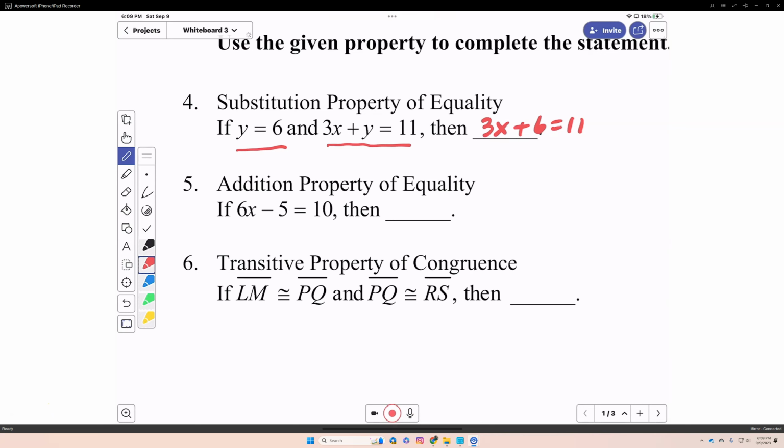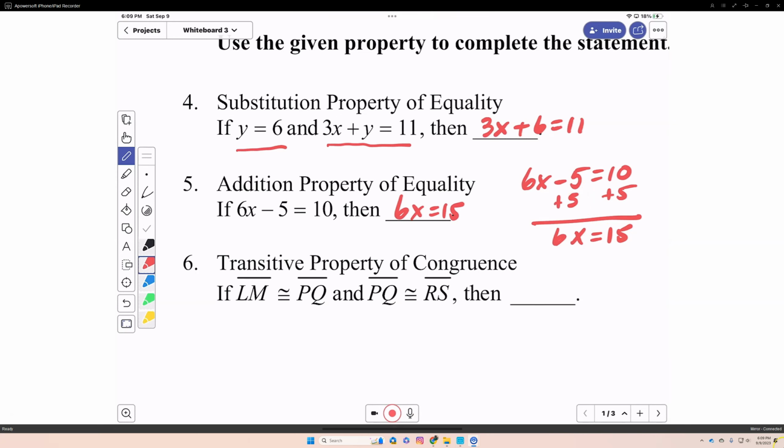Number 5, the addition property, we have 6x minus 5 equals 10, so we're going to add 5 to both sides. So we should have 6x equals 15, and that's what would be here, 6x equals 15. And that's called the addition property because you're adding 5 to both sides.